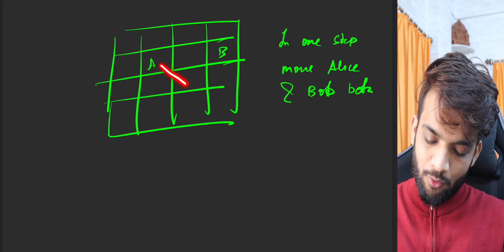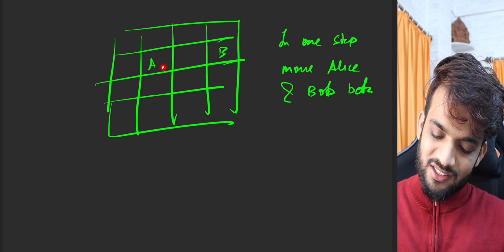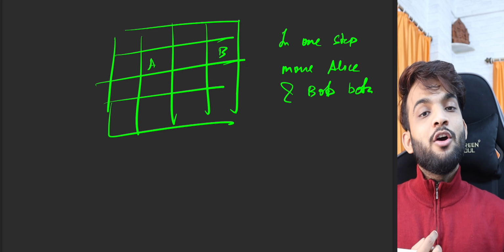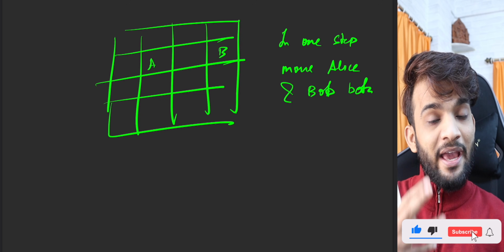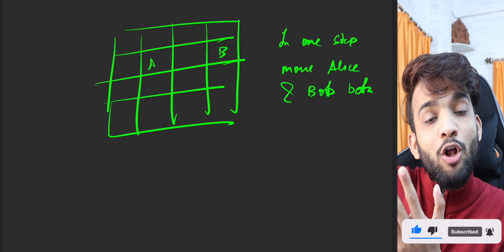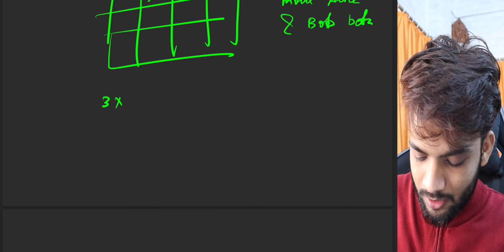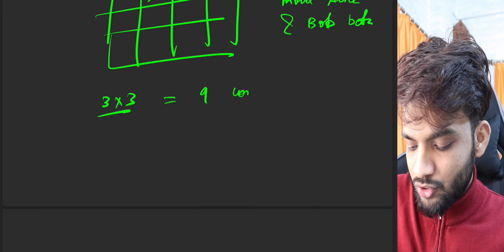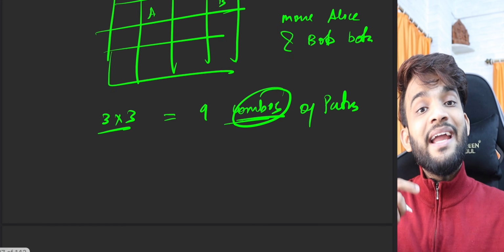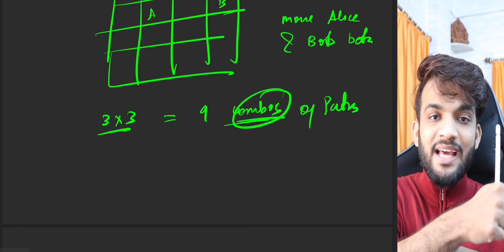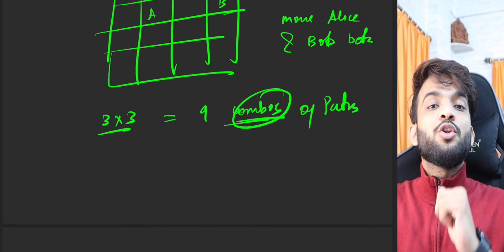Similarly, Alice can move here, Bob can move here. Similarly, Alice can move here, Bob can move here. So can I say, for every movement of Alice, I know there are three movements of Alice. For every three movements of Alice, Bob also has three simultaneous movements. So can I say in total, there will be 9 combos of paths that I have to try. One this diagonal, one this diagonal, one this diagonal. 9 combos of paths is what you are going to try.